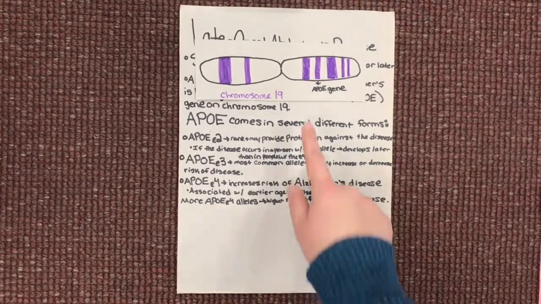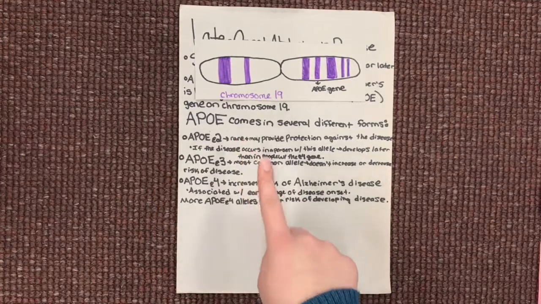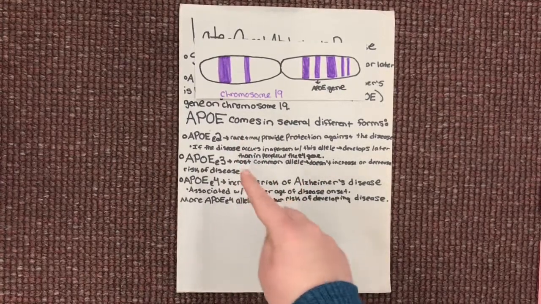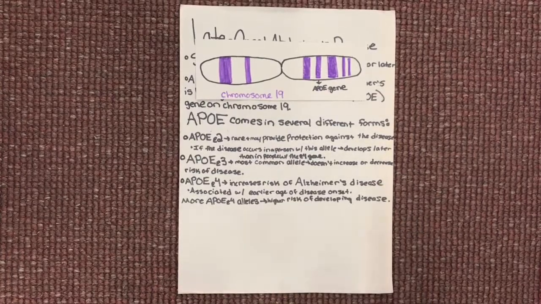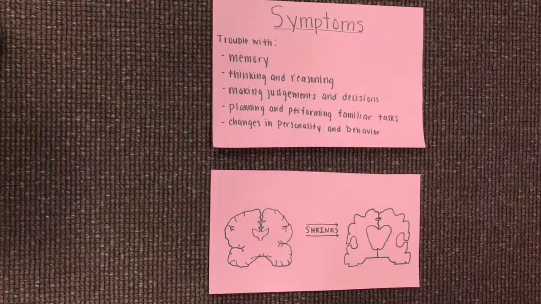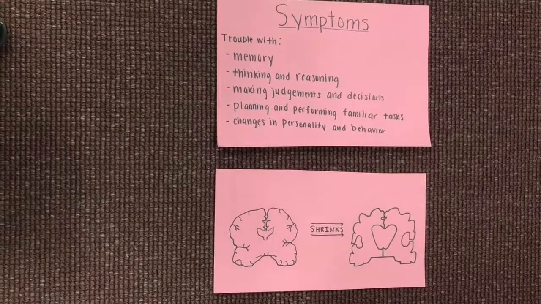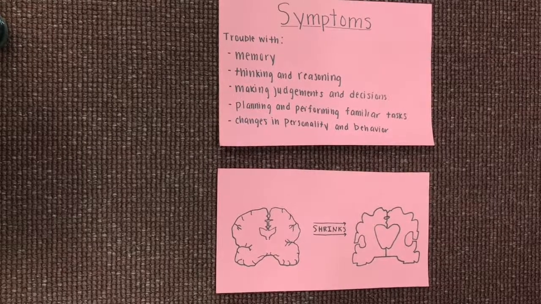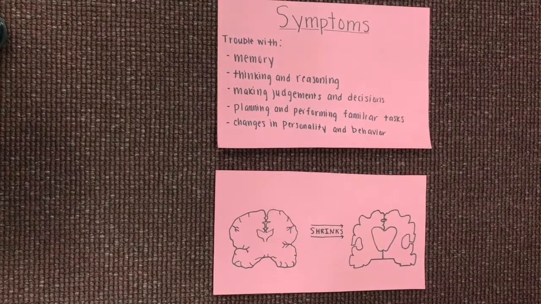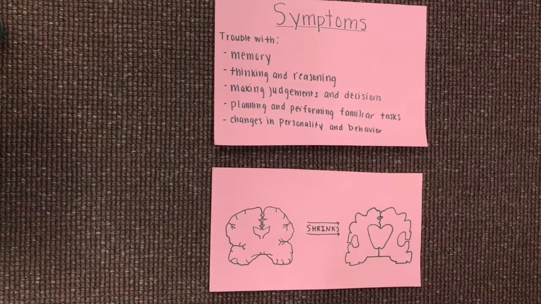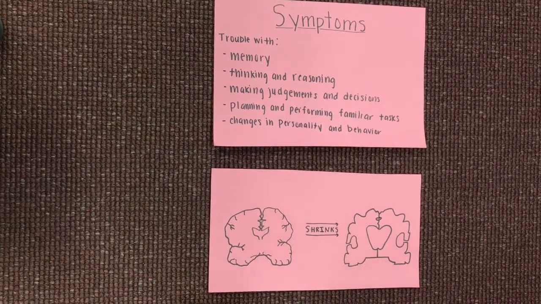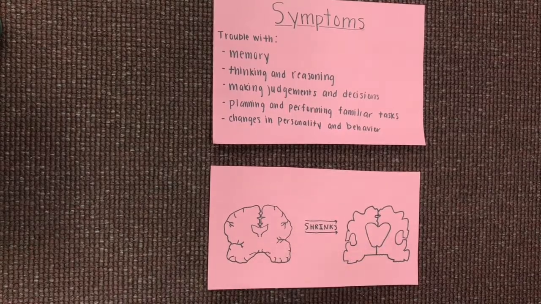And remember, these are just risk factors. So if a person has one of these, they can do anything they can to prevent it, and it's not certain that they're going to get the disease. Symptoms of Alzheimer's include trouble with memory, thinking and reasoning, making judgments and decisions, planning and performing familiar tasks, and changes in personality and behavior. Alzheimer's may also cause parts of the brain to physically shrink or swell.